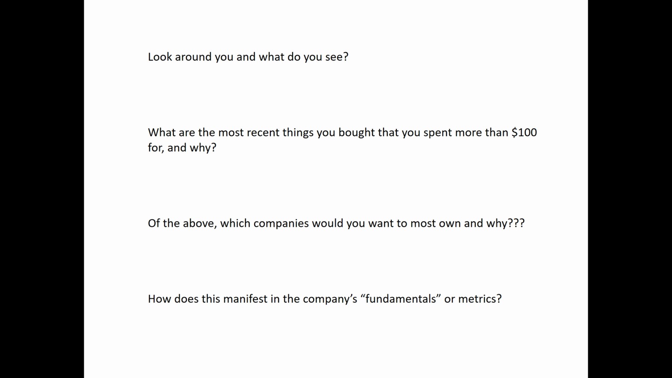And if you look at it from an investor's view, which of the companies would you want to own and why? That's the genesis of fundamental analysis, looking at what companies do and how they do them to create value for customers and then ultimately investors. Then, when we think about that, how does it manifest in the company's financial metrics or fundamentals? So, what we're going to do in this presentation is talk a little bit about companies' fundamentals and companies' metrics to map them to a company's business model and how they create value to customers.